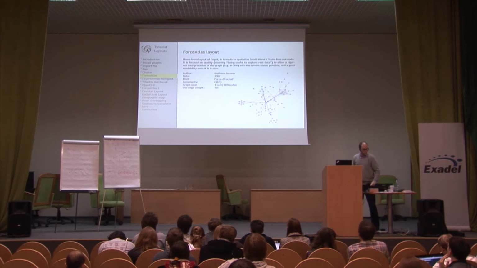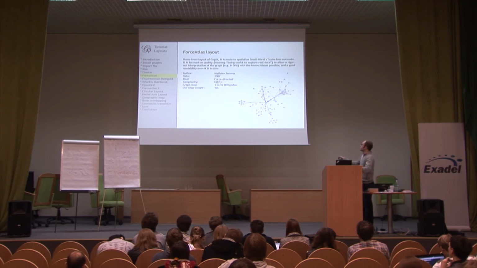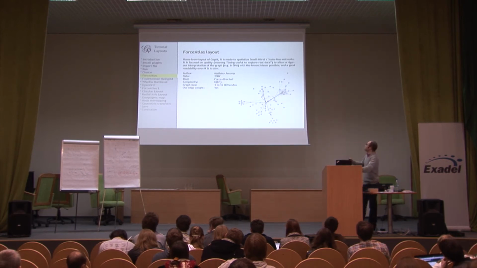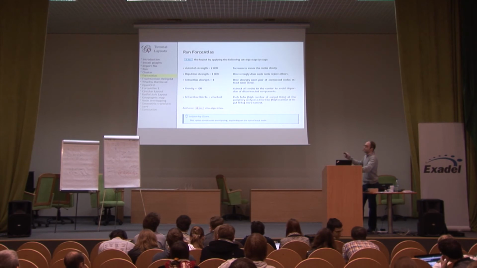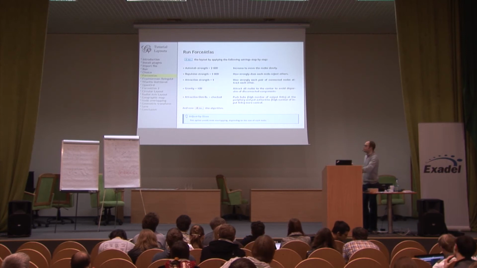So we try to continue to make some improvements. This algorithm is quite slow. I mean, quadratic complexity. It's good until 10,000 nodes. After that, it will take a long time. I will skip the different parameters, but you can use this tutorial afterwards to understand what's going on for each one.